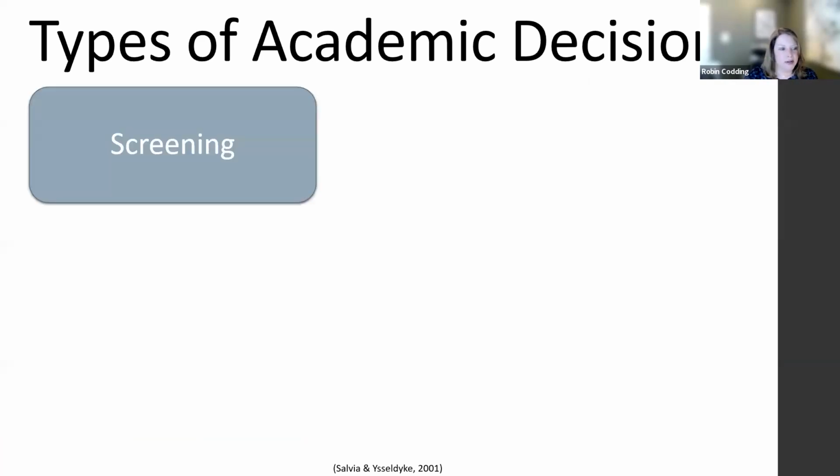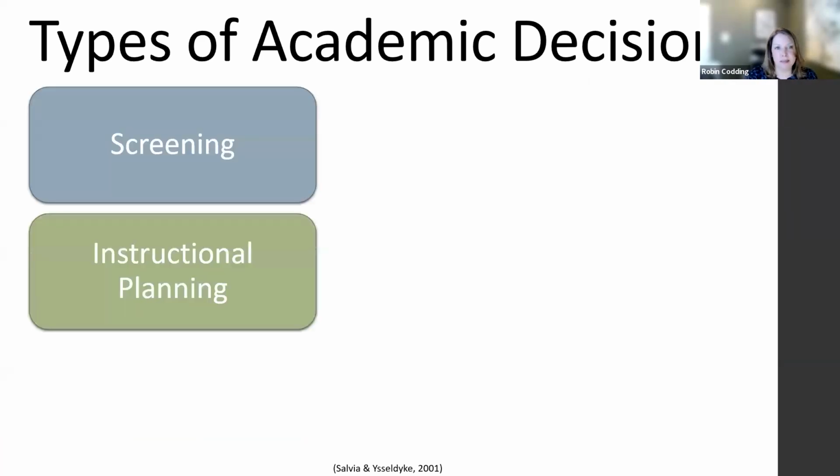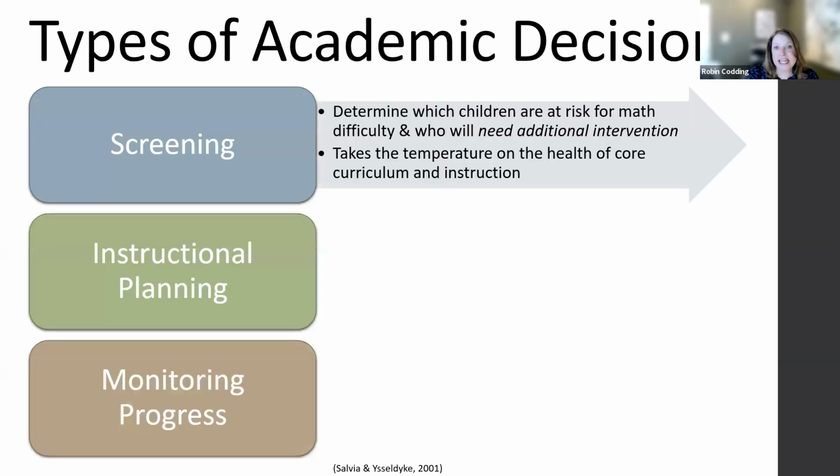So we're obviously talking about screening, and I think one of the things we want to remember about screening is that we are determining with our screening data which children are at risk for math difficulty and who may need additional intervention. But we are also going to take the temperature on the health of the core curriculum and instruction. So there are building level decisions that can be made and goals that can be made with our screening data.